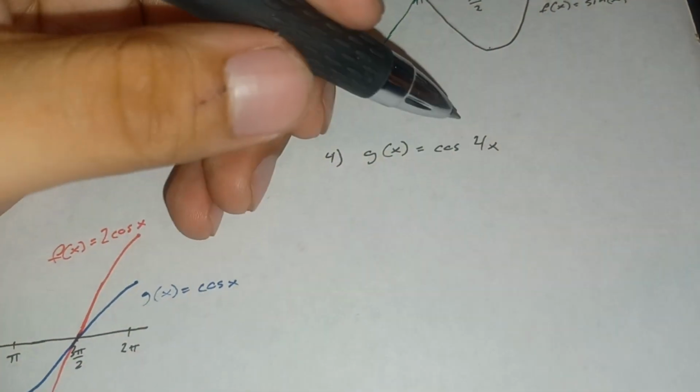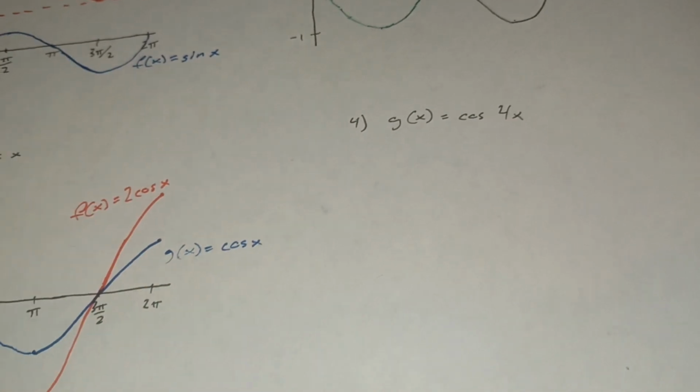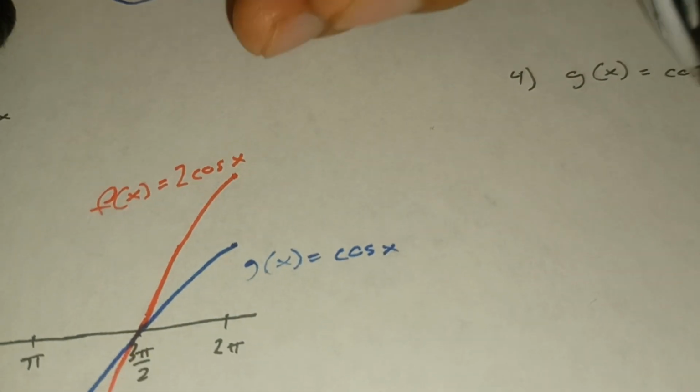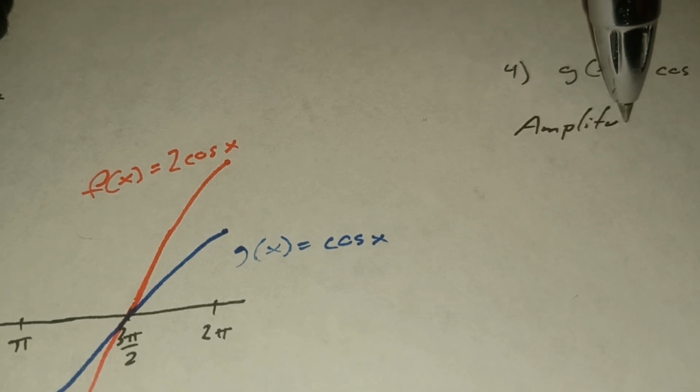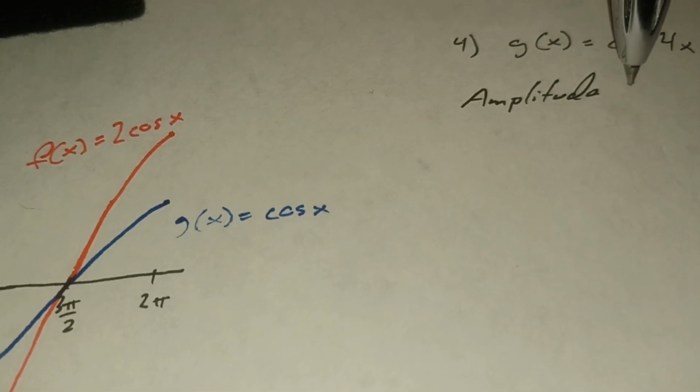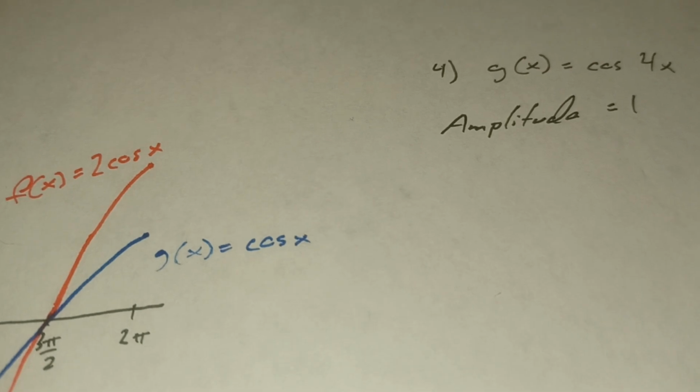So we have here g of x equals cosine of 4x. We already know our amplitude. The amplitude is equal to 1. And now let's find our period.